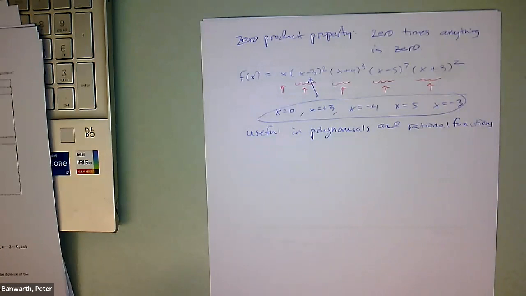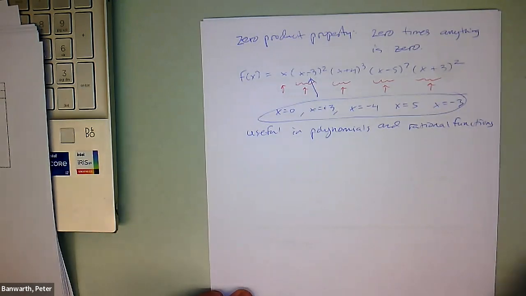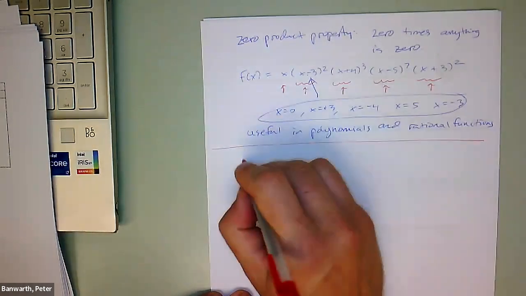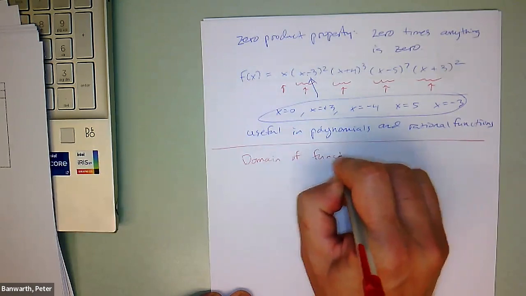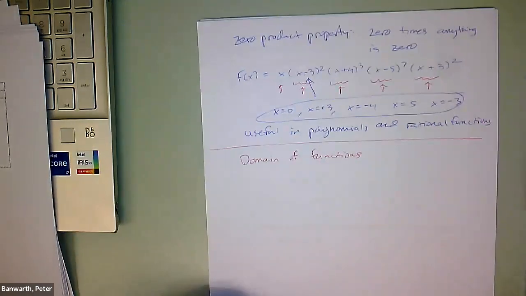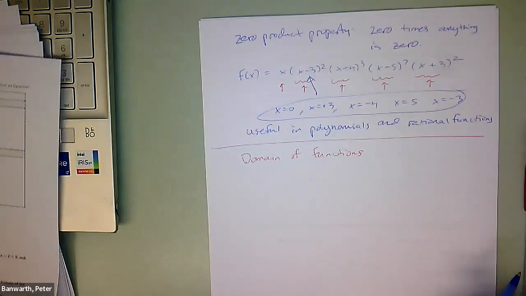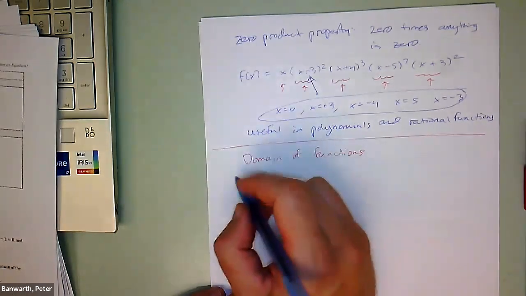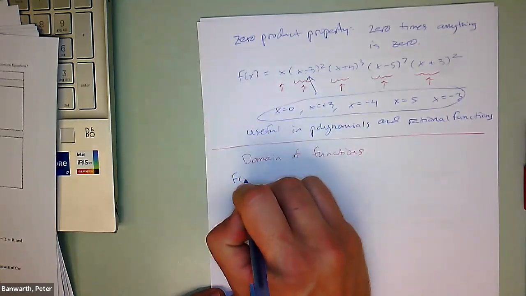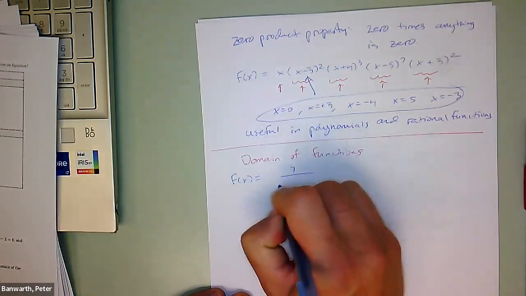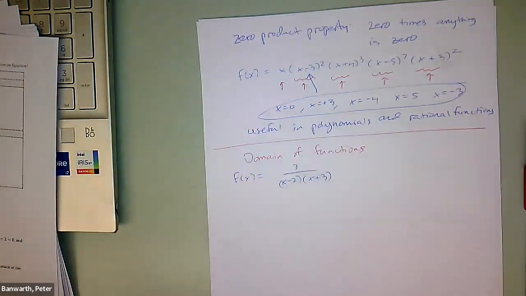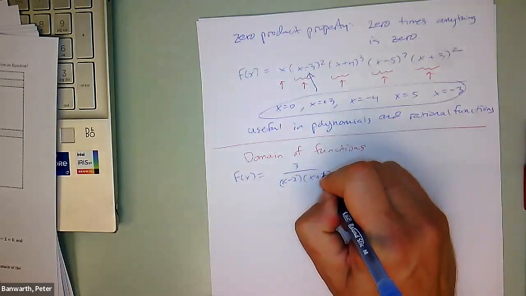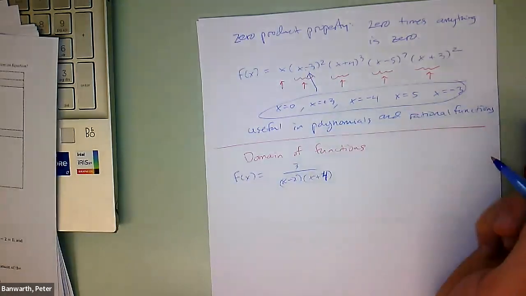All right. Moving right along, let's look at domain of functions. So if I have a rational function, f of x equals 3 over x minus 2 and x plus 3. I use a different number here to avoid confusion, x plus 4.